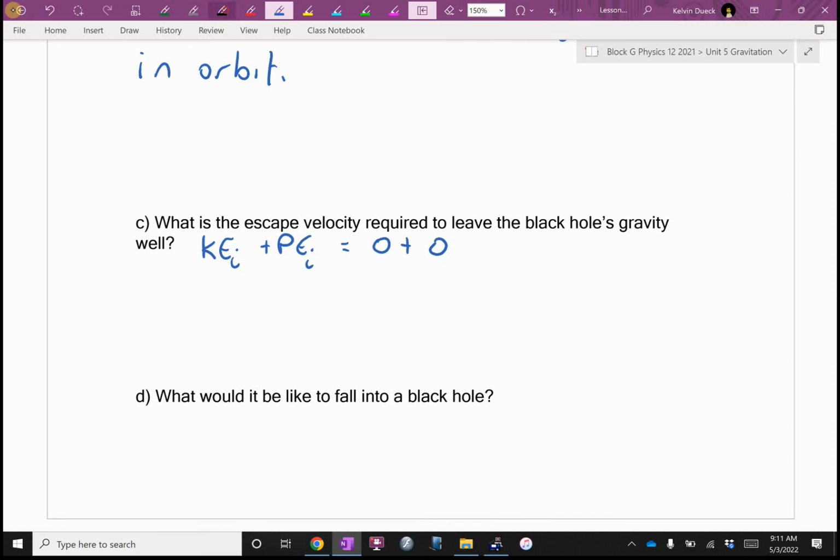But that actually worked okay, because when we went a half m v initial squared plus negative big G big M little m over r initial equals 0, we just moved that over.